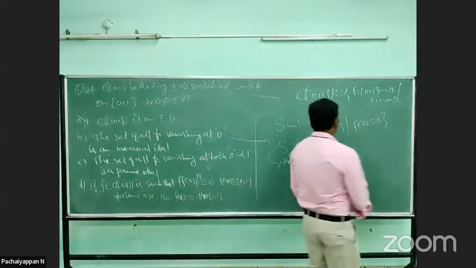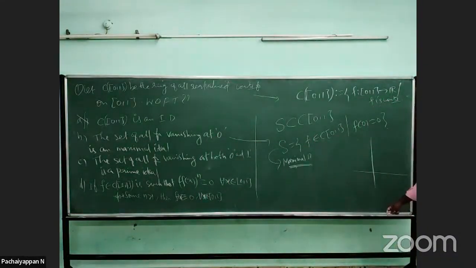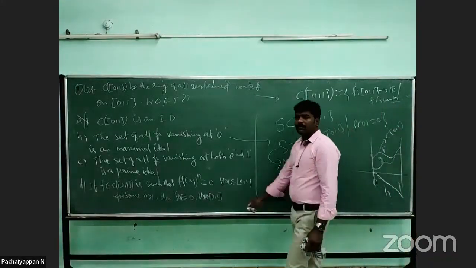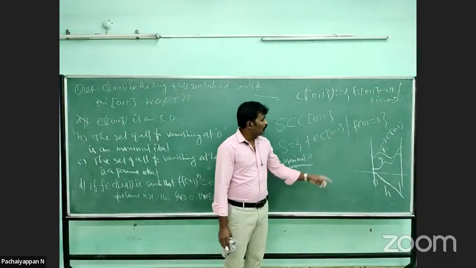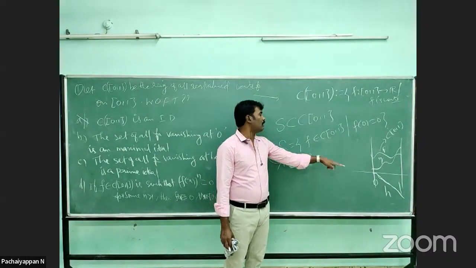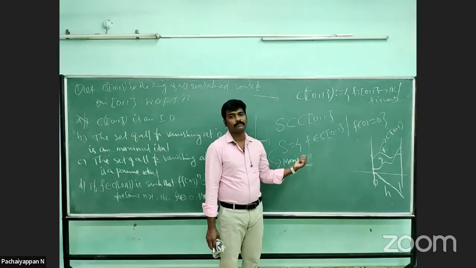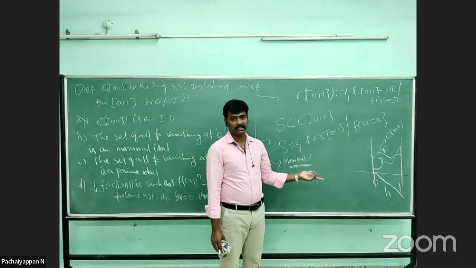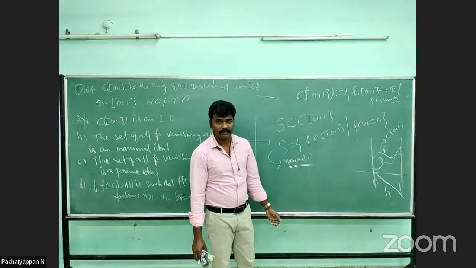First of all, let's see this graphically. Someone, I need your response, please come on quick. On zero to one, this is an element of C[0,1], right? This is some function, this is f and g, and this is the h function. All three of them are in C[0,1]. Now the question is, out of the three, which is an element of S: f or g or h? Which one is an element of S? Please.